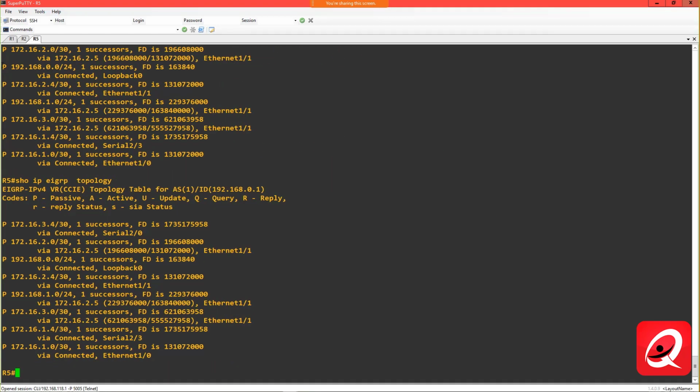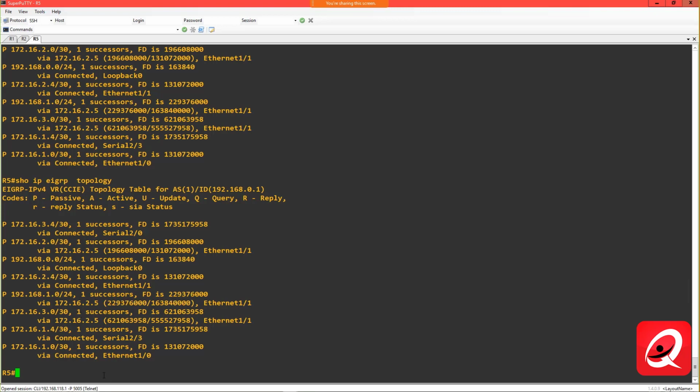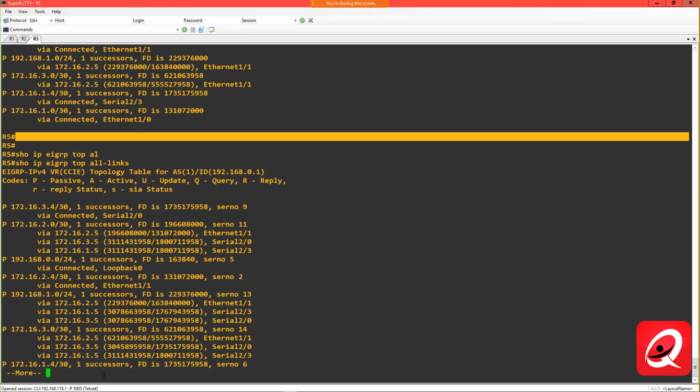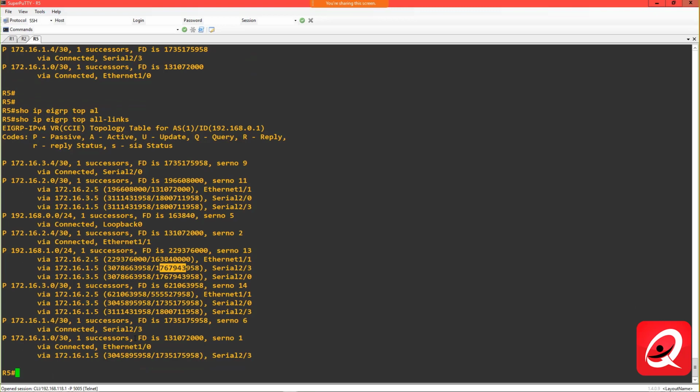We should get one more route for 1.0. Actually, we've lost it. That's okay, that's not a problem. I know what we set the delay to on that interface. So, show IP EIGRP topology all-links. I wanted to do that on purpose anyway because now we're back to our original configuration, which means that we don't have a feasible successor.